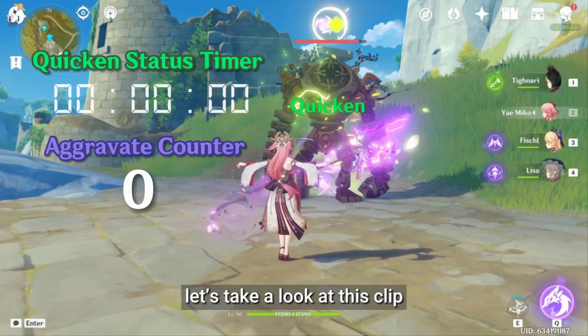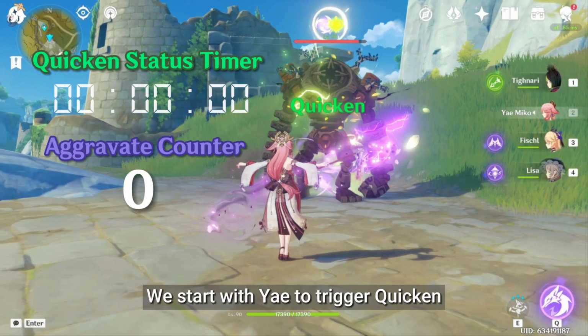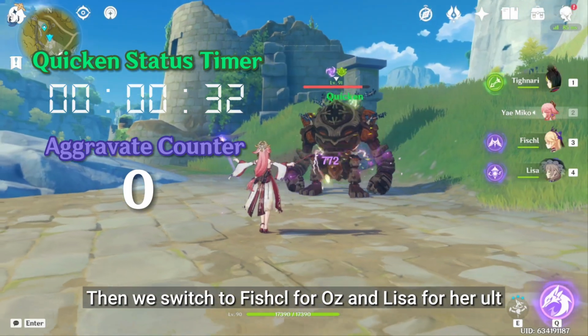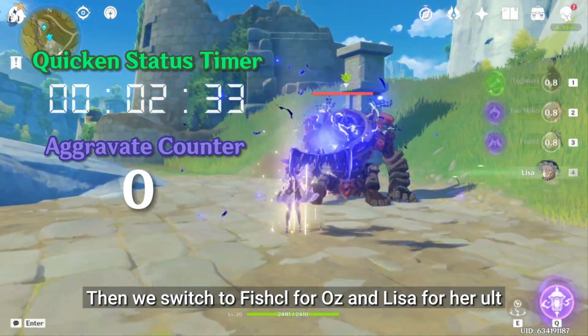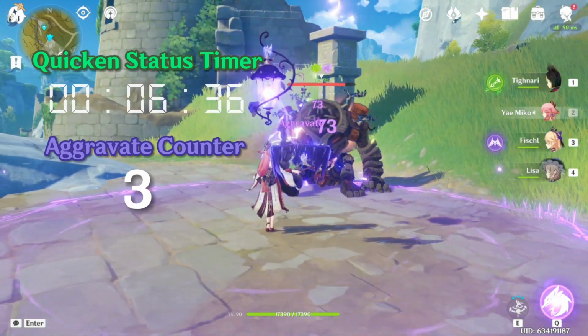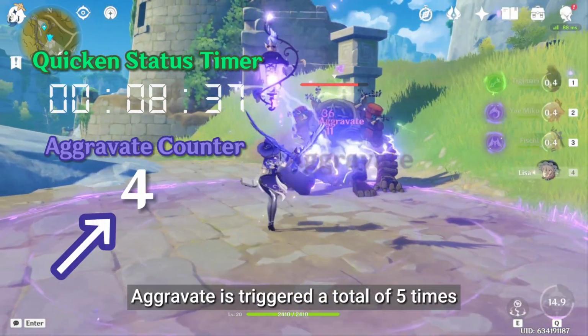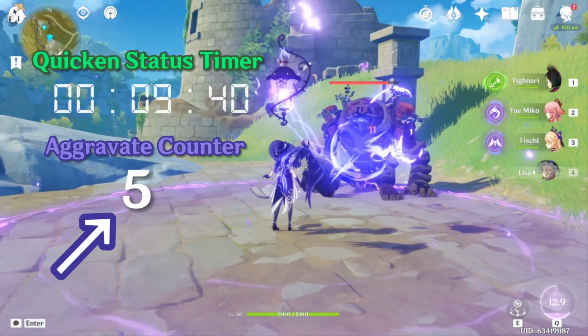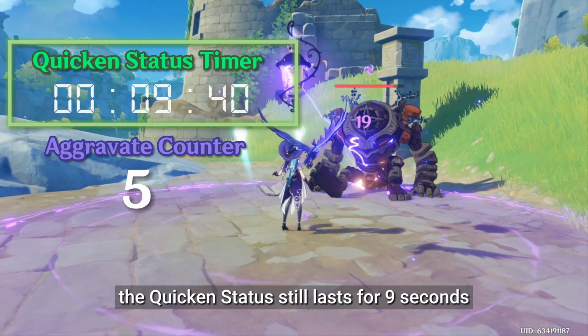First, let's take a look at this clip. We start with Yai to trigger Quicken, then we switch to Official for Oz and Lisa for her ult. We can see that during the Quicken status being active, Aggravate is triggered in a total of 5 times. And the Quicken status still lasts for 9 seconds.